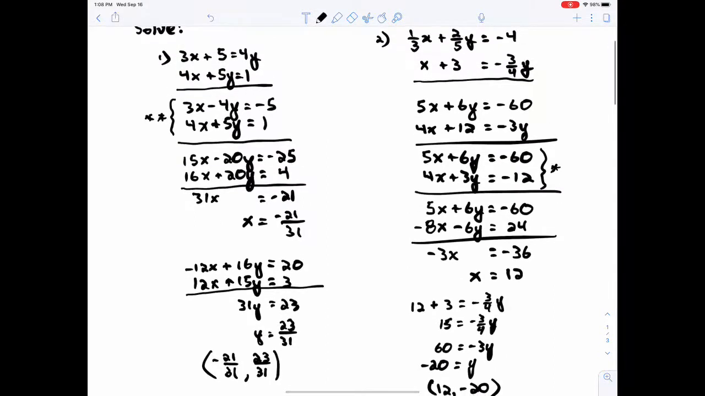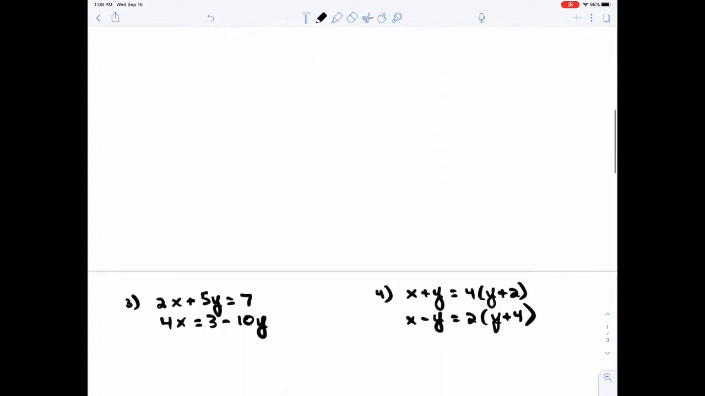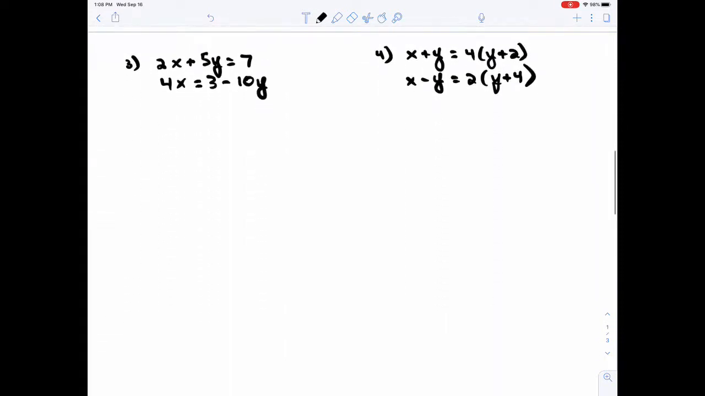And again, what is that? That's everything that will make both original statements true. Okay? It's a pretty simple idea. All right. Let's go ahead and take a look at the next one then.